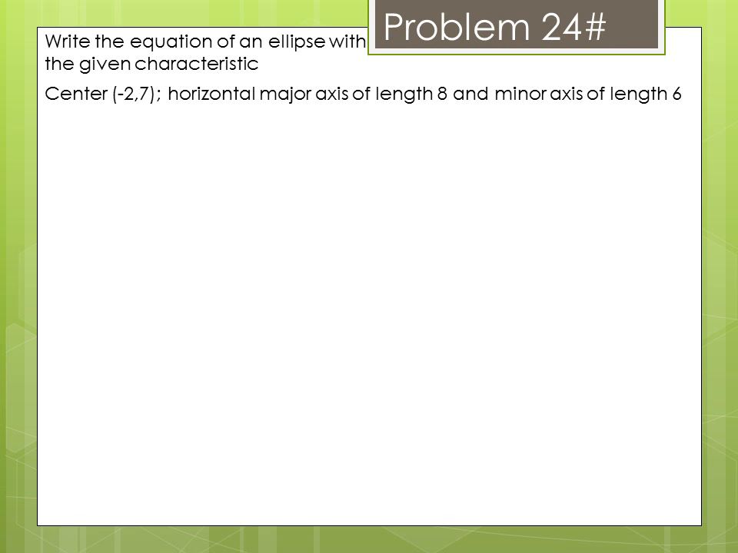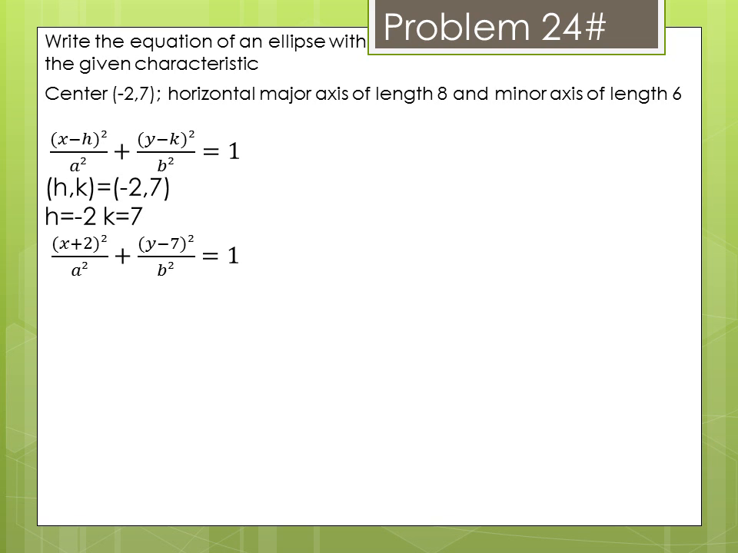Then we have to write an equation for the ellipse with the given characteristics. Our center is at negative 2, 7, with a horizontal major axis of length 8 and a minor axis of length 6. And this is the equation for an ellipse that doesn't have an origin at 0, 0. h, k is equal to negative 2, 7 being our center. So h is equal to negative 2 and k is equal to 7. Now that we know this, we can add this into our equation.